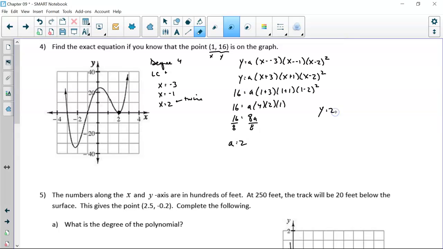So my equation, y equals 2 times x plus 3, x plus 1, and x minus 2 squared. There's my polynomial function in factored form.